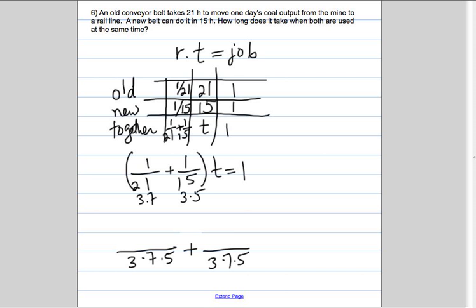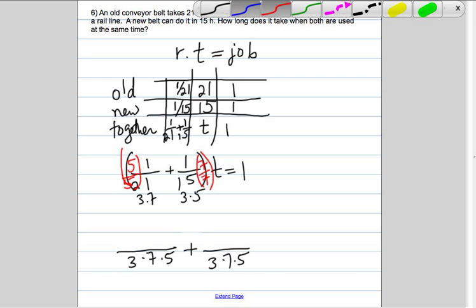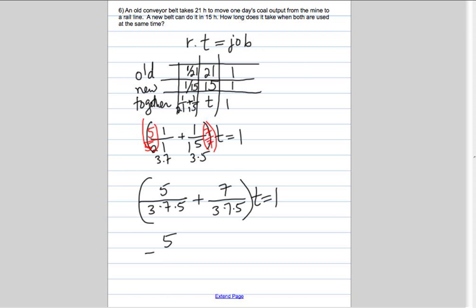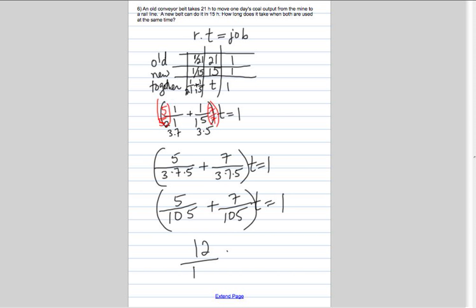So that's our LCD, 3 times 7 times 5. So we have to multiply this one by 5 over 5, and we have to multiply this one by 7 over 7. So we get 5 here and 7 here. So this is 5 over 105. This is 7 over 105. Which adds up to 12 over 105 times t equals 1. So we're solving for t.